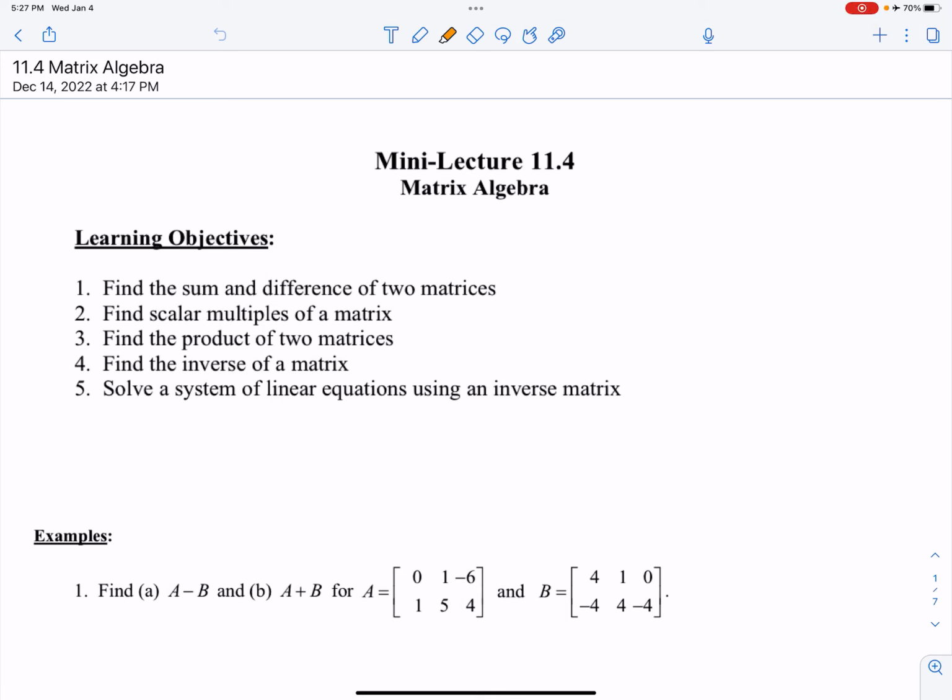Welcome to 11.4, our final section of the course, Matrix Algebra. This one, I might say, is my favorite section of the whole course. In this section we're going to find the sum and difference of two matrices, find scalar multiples of a matrix, find the product of two matrices, find the inverse of a matrix, and solve a system of linear equations using the inverse matrix. So we're doing all of our matrix algebra operations.